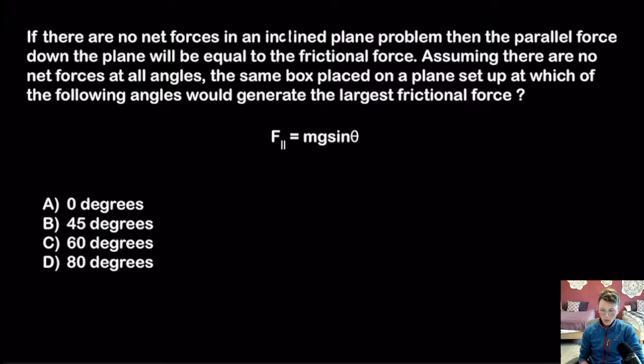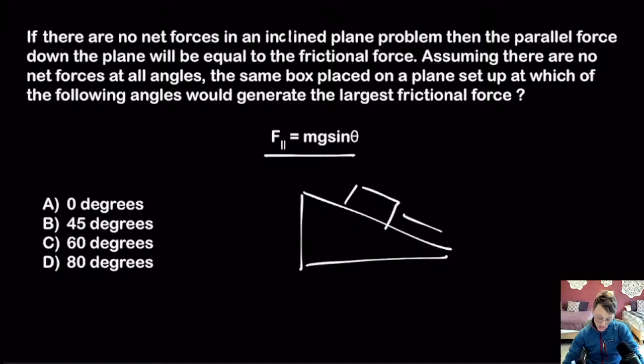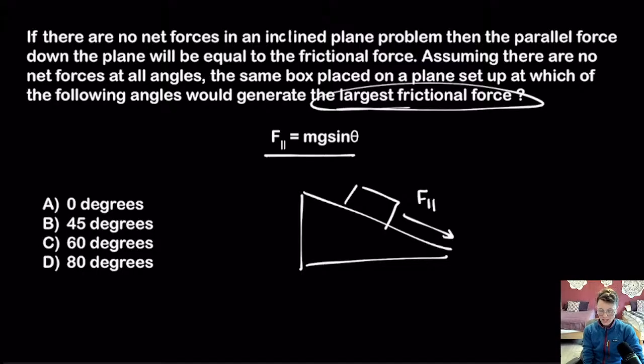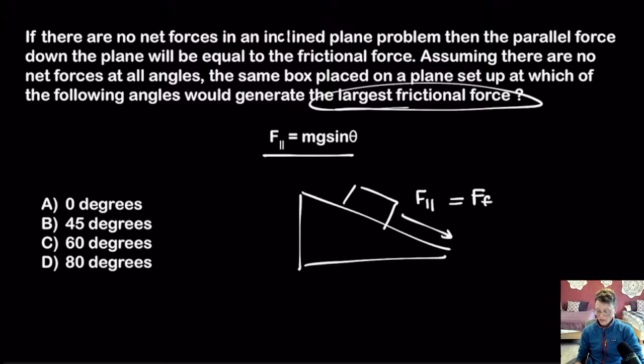And here, this is the equation that you would have for your force parallel, which is the force going down the inclined plane. So if I draw this problem out here, we're going to have a box like this, and this would be coming down. So that's our force vector coming down the angle, or down this plane like this. Now we want to know, if we're looking at these different angles, how do we make this the largest frictional force, given that this parallel force will be equal to the frictional force? Really, what we can say is how do we make this force as big as possible? Well, here's what we know.